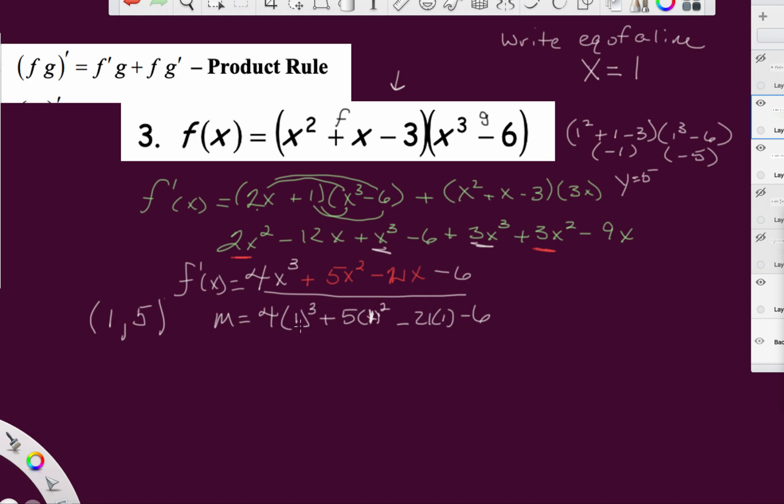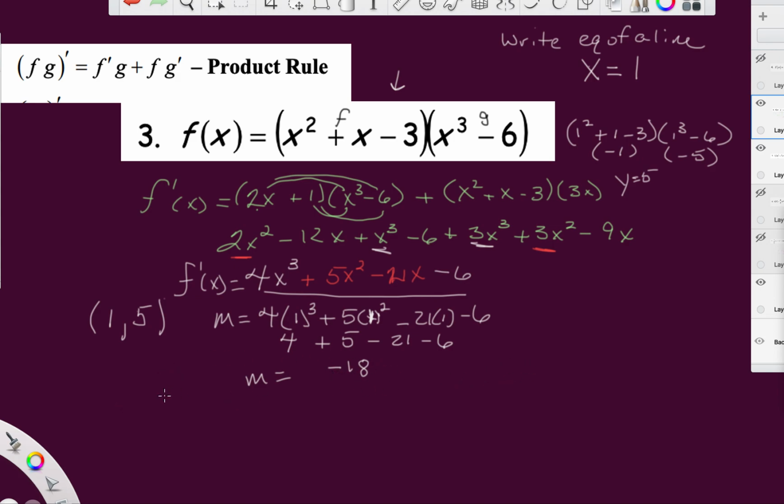Anyway, so 4 times 1 is 4, plus 5 times 1 is 5, minus 21 minus 6. So 9 minus 21, now we've got negative 12 minus 6, which is negative 18. So my slope is negative 18.